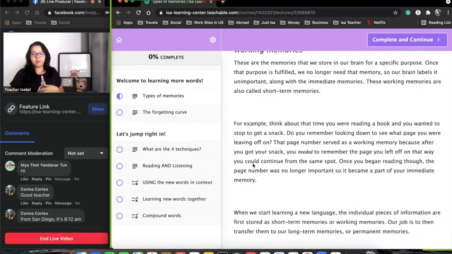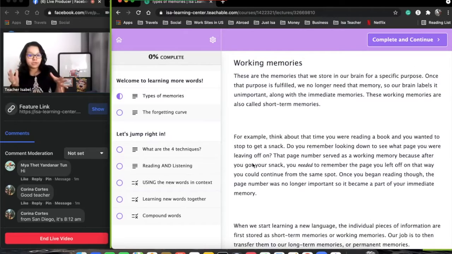An example of a working memory or a short term memory would be, say, for example, you're reading a book and you're reading, da da da, change the page, but then you think, oh, I want to go get a snack.